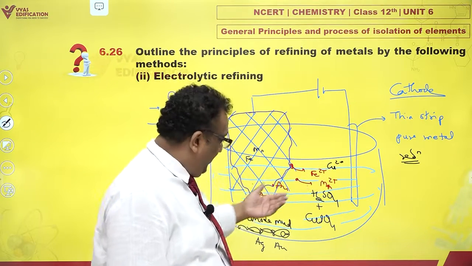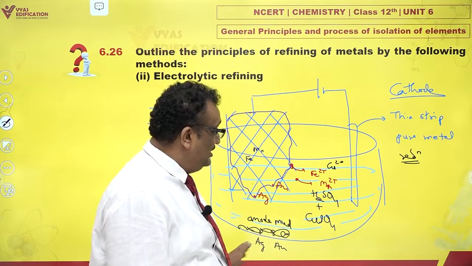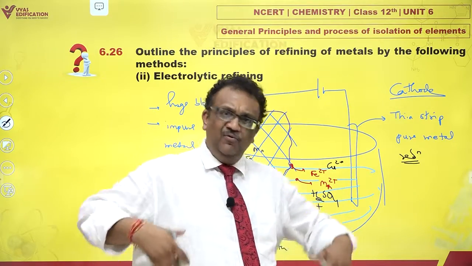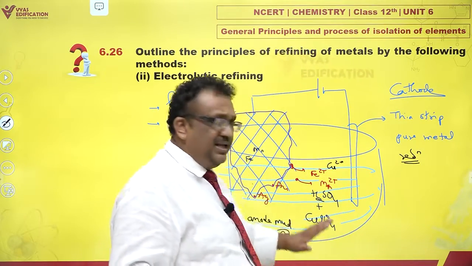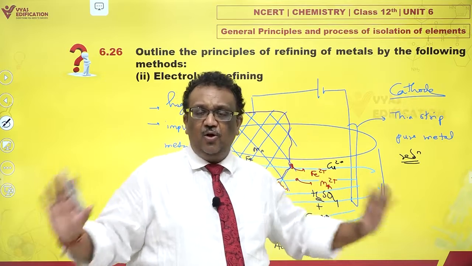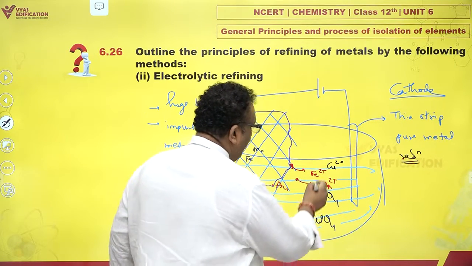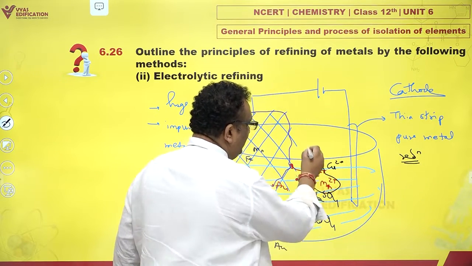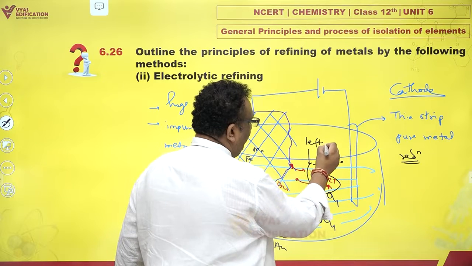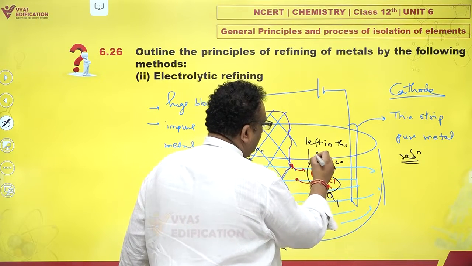Because metals below copper are not even oxidized, they are removed anyways, and the metals above copper have no tendency to undergo reduction. They'll say, we will sit in the solution, we are not going to undergo reduction. So iron and manganese and all such metals are left in the solution.